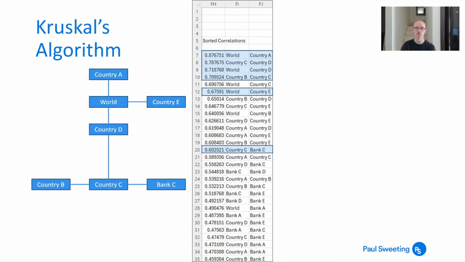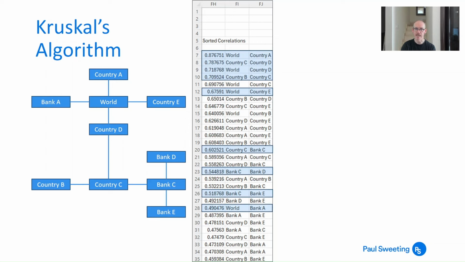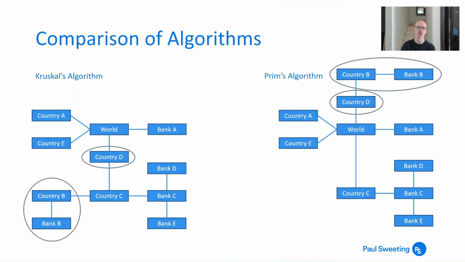So next we have bank C to country C again. And then it starts looking familiar. Bank D to bank C, bank E to bank C, bank A still connected to the world, and bank B to country B. So you've got some differences at the start there, but it's actually fairly straightforward. And if we do a little bit of reorganisation, we can see that the results we get are reasonably similar. The key differences are where country D sits. Country D was linked to country C in Kruskal's algorithm, linked to country B in Prim's algorithm. So country B is in a different place, and country D is in a different place. But the broad structures aren't that dissimilar.